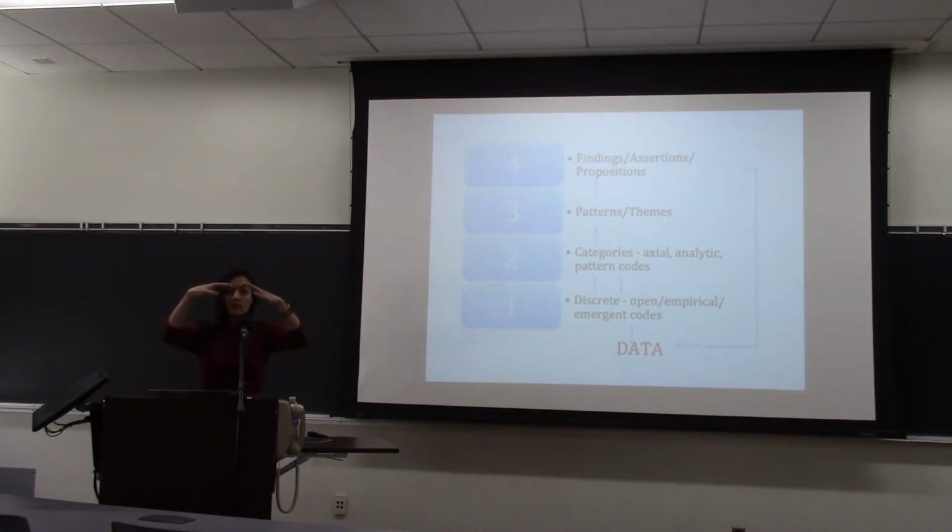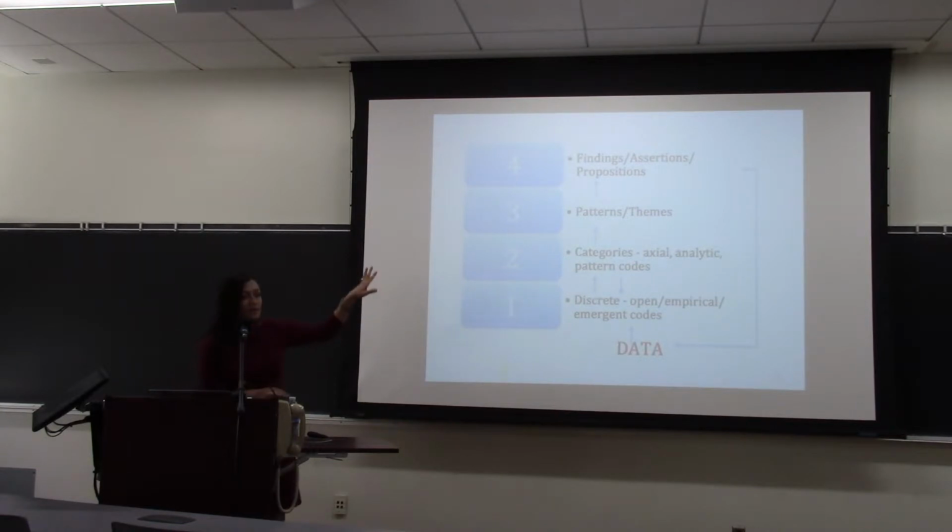We might categorize those into categories. We might go back and forth. You might start with something broader, and you say, oh, there's too many of those, so we need to break it up into other things. So you go back down, and then you go back up to themes and patterns, and then ultimately, what are your findings? What are the assertions and the propositions you're making?